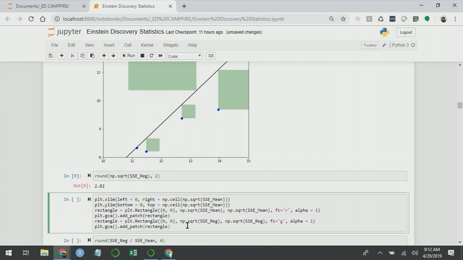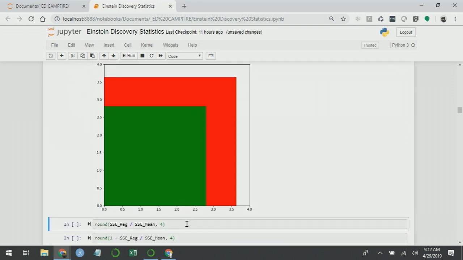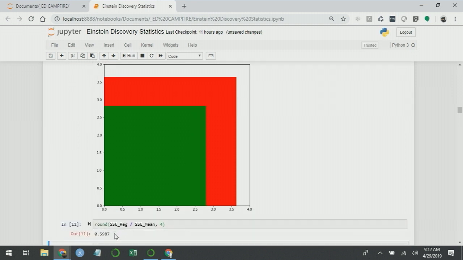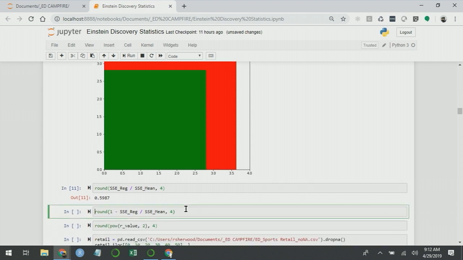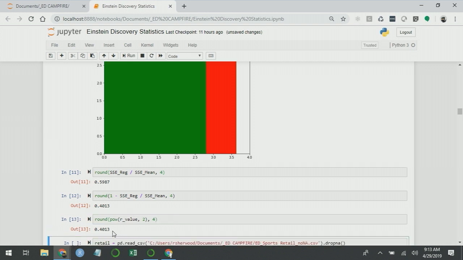If we compare these two boxes, you can see the green box is smaller than the red box. The error when we use x is smaller than the error when we don't use x. Specifically, the green box is about 60% the size of the red box, meaning we've reduced the error by 40%. And that's the R-squared value.